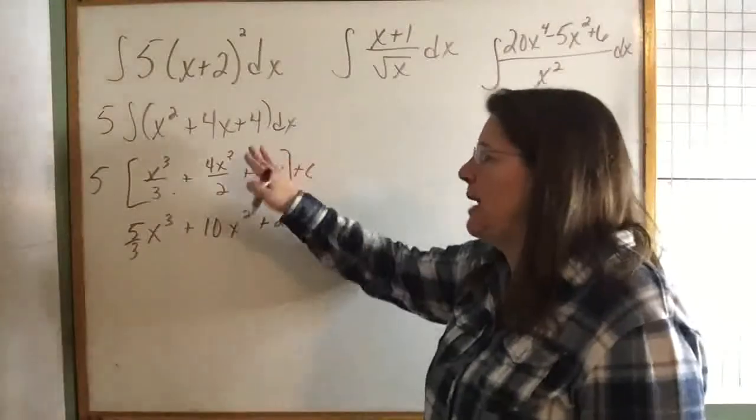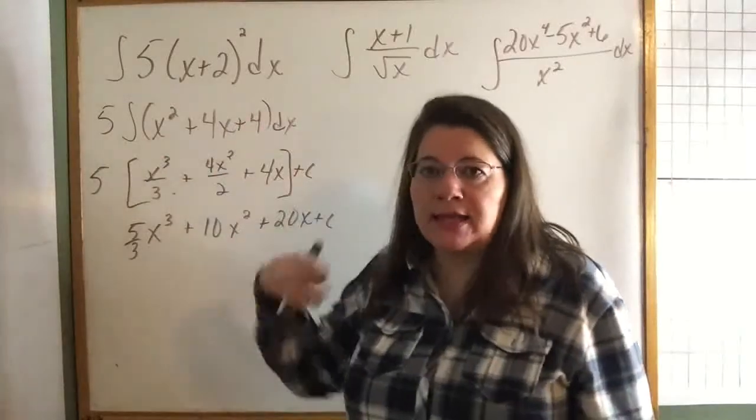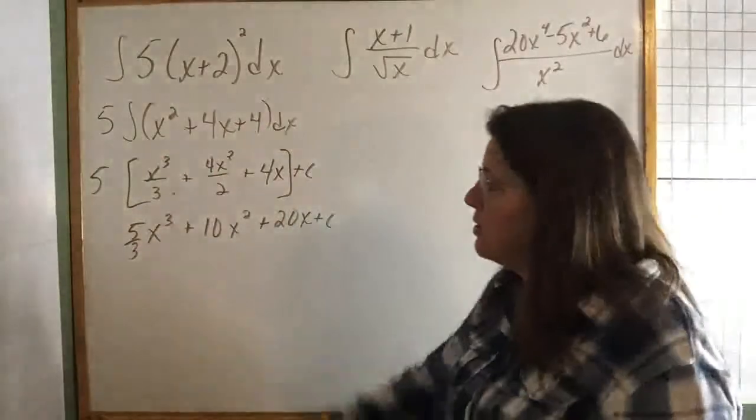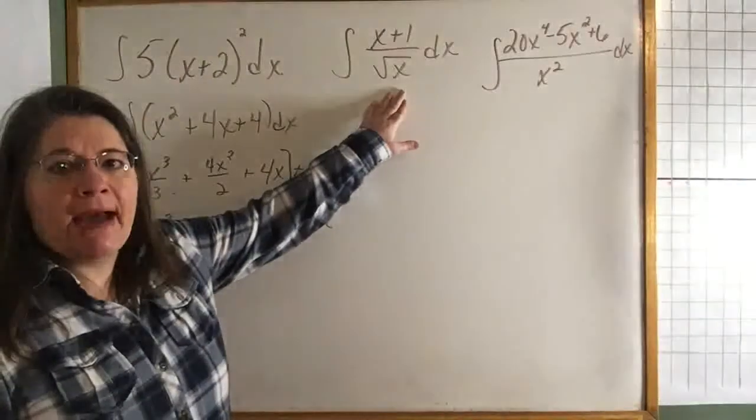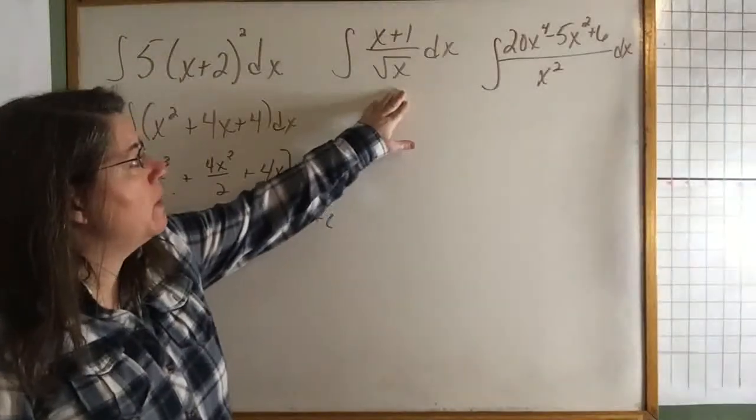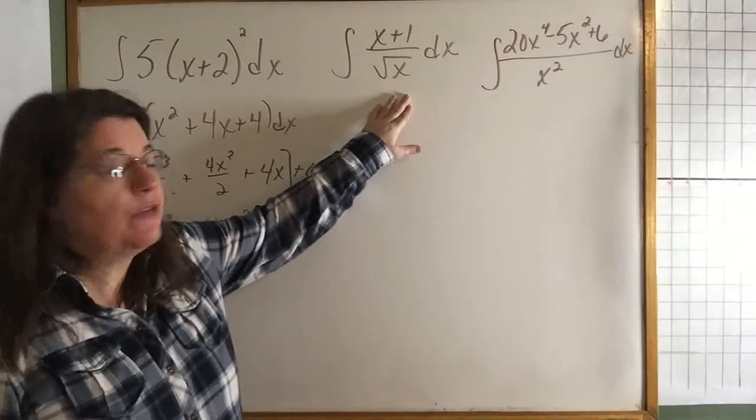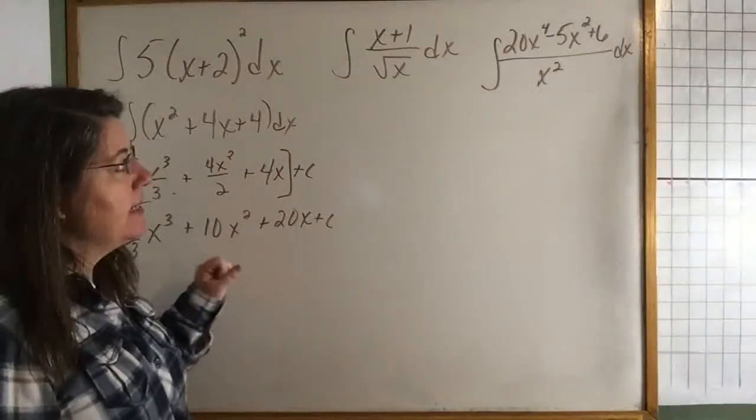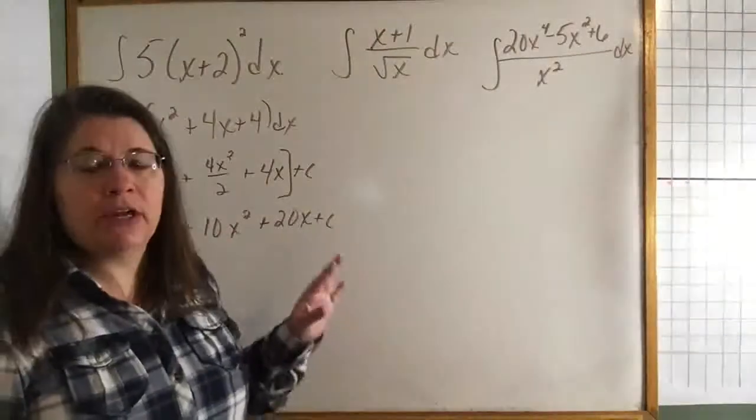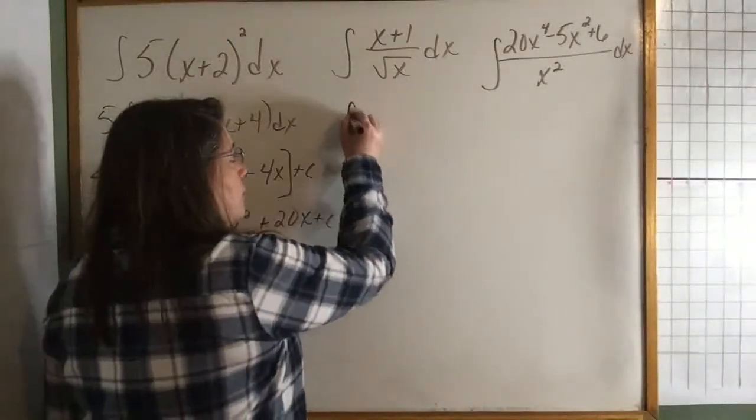And again, you may think it's just as easy to put the 5 distributed in first and not take it out. Whichever you want to do, you should still get the same answer either way. Something like this, we're going to have to rewrite it because we don't have any rules, any kind of quotient rule like we did for taking derivatives. There is no quotient rule or power rule for antiderivatives. There is a chain rule, but there is no product or quotient rule. So if you see a quotient like this, what you're going to have to do is rewrite that.